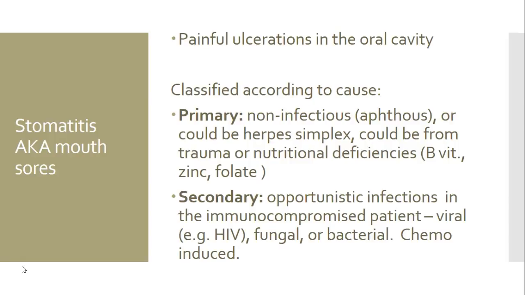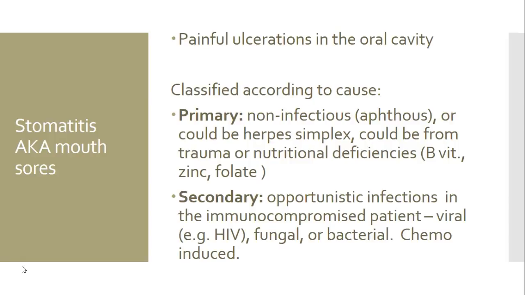Stomatitis, as I mentioned earlier, is just another word for mouth sores, and these are painful ulcerations within the oral cavity. They can be classified in two different ways, primary or secondary. Secondary is the easiest to define. Secondary is just an opportunistic infection that occurs because someone is immunocompromised. So think of your HIV patients who have been on antibiotics and therefore their normal flora has been reduced. They have a fungal infection or a superbacterial infection.